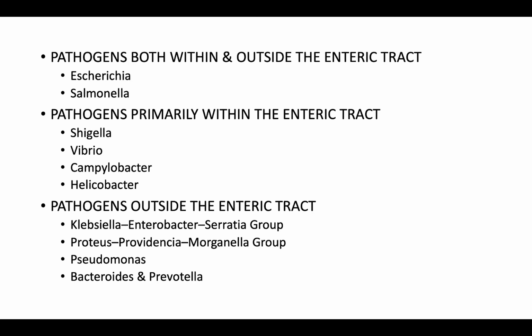So the pathogens outside the enteric tract are Klebsiella, which in most cases don't cause a disease inside the enteric tract. They cause disease in the urinary tract, the lung, or the blood. So we have Klebsiella, Proteus, the Providencia and Morganella group, the Enterobacter Serratia group, Pseudomonas, and then the anaerobes, Bacteroides and Prevotella. These are what we will cover in this lecture.